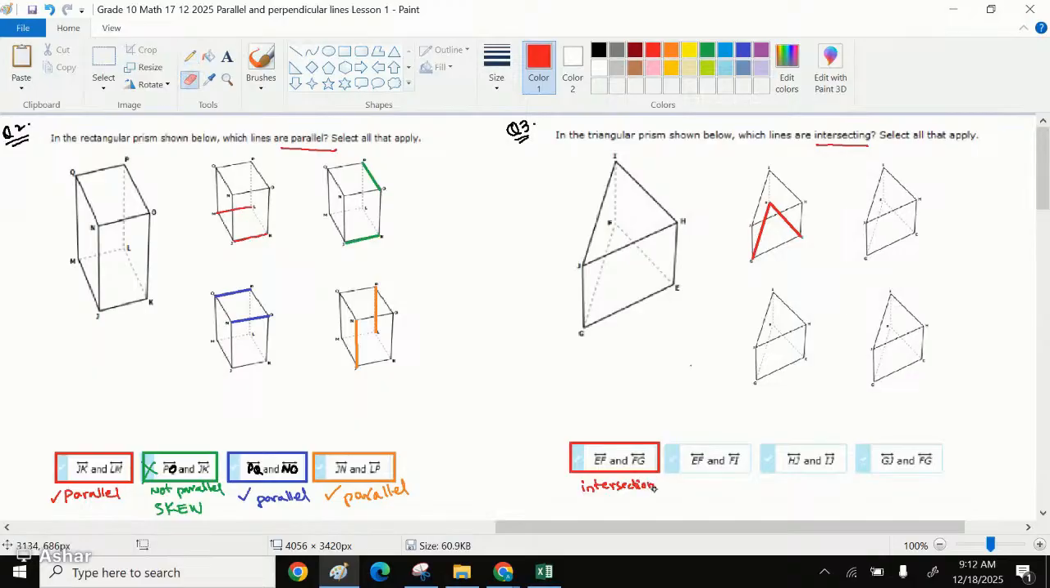Intersecting lines. Next, EF and FI. EF was this line, because that is point F and E, and FI, this is FI. They are still intersecting lines.